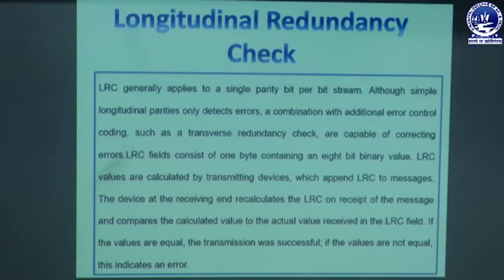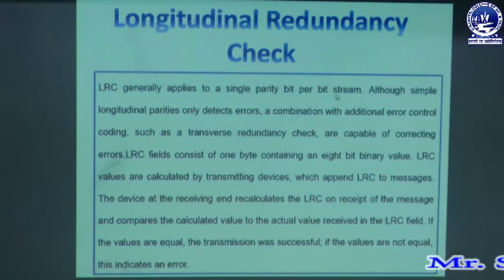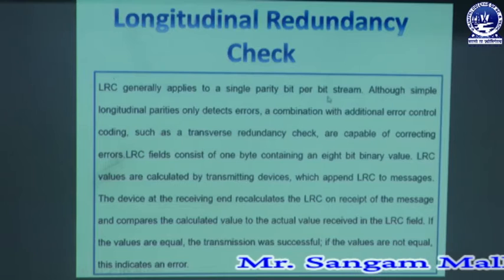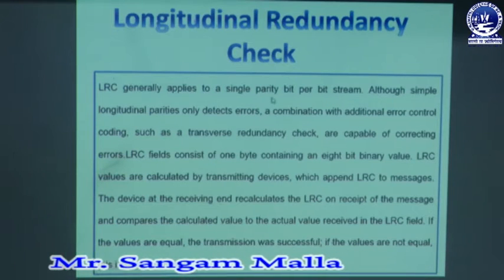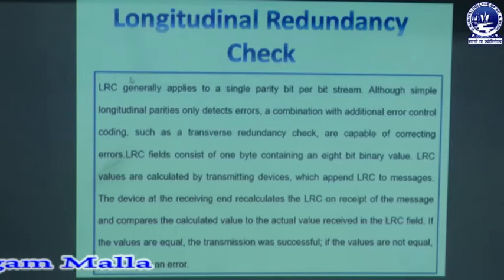So the first mechanism of error detection code is longitudinal redundancy check. In our previous video we have already discussed what is parity check bit, what is two-dimensional parity check, and we have also discussed cyclic redundancy check. But in today's video we will be describing what is longitudinal redundancy check. Longitudinal redundancy check, also known as LRC, generally applies a single parity bit per bit stream. That means from the whole bit stream a single parity bit will be applied through LRC.